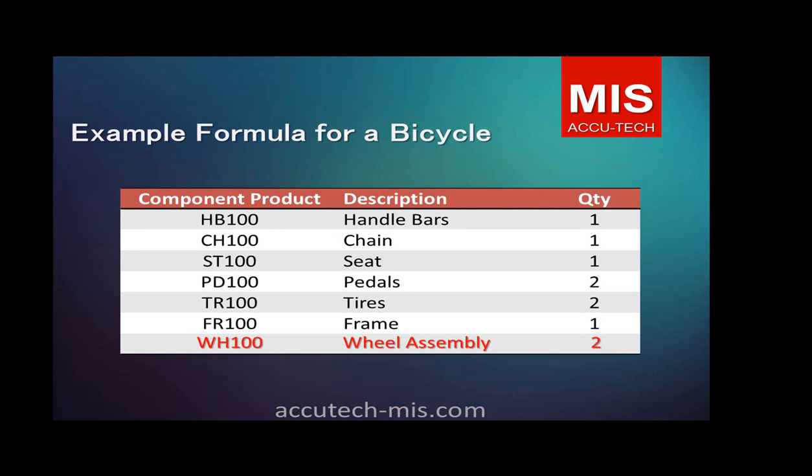First, let's use a simple example of a subassembly. Take a look at what it takes to build a bicycle. You see that it takes a handlebar, chain, seat, couple of pedals, couple of tires, frame, and a wheel subassembly.